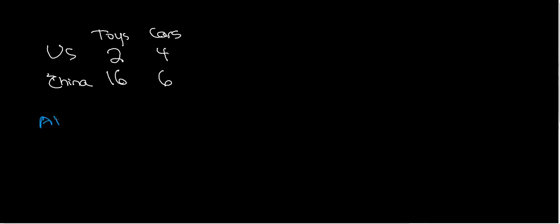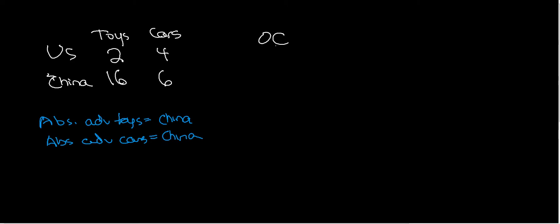So the absolute advantage for toys goes to China, and the absolute advantage for cars also goes to China. However, this does not demonstrate how the actual trading works. In order to determine trade, you have to find the opportunity cost, or OC, of the two nations, the US and China, for toys and cars.